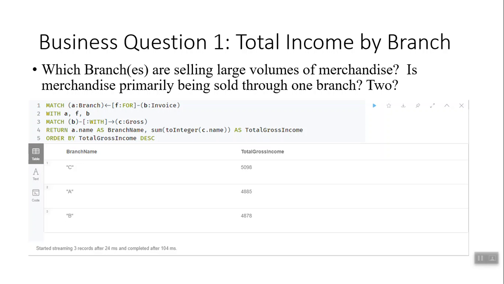So then I actually answer the question of total gross income by branch. As you can see, actually branch C has the highest gross income. And this is specifically interesting because it had actually the lowest number of invoices. So that to me deems C had some very profitable transactions.